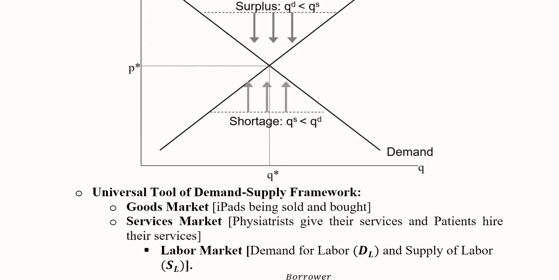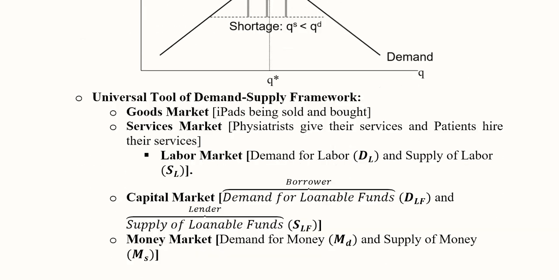This is a very famous tool, the market equilibrium, and this is why we can say it's a kind of universal tool, and this can be extended to a set of different markets. For example, if we consider the goods market, it is a type of market where the goods are being bought and sold. For example, iPads are bought and sold, and that place is known as the goods market. The services market is also there, where psychiatrists give their services to patients, and the psychiatrists are hired by those patients.